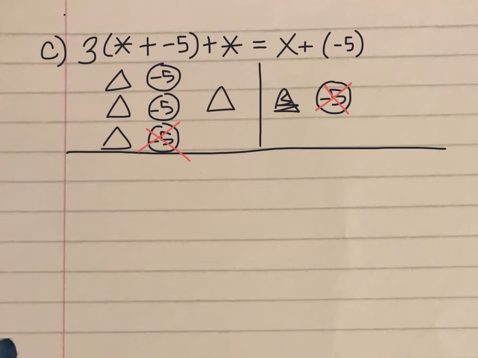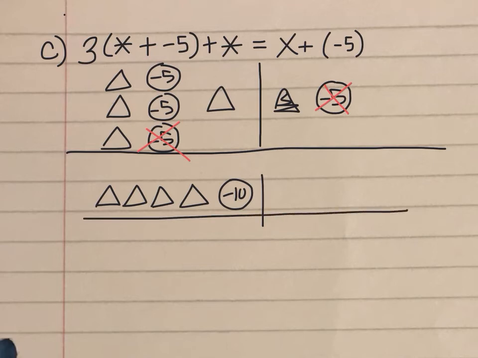What I'm going to do is a rewrite because I'm feeling a little confused about what to do next and I want to get more organized. So I'm going to organize my 4 stars on the left, and I'm going to add this -5 to this -5 to give myself -10. And I've got an x on the right.